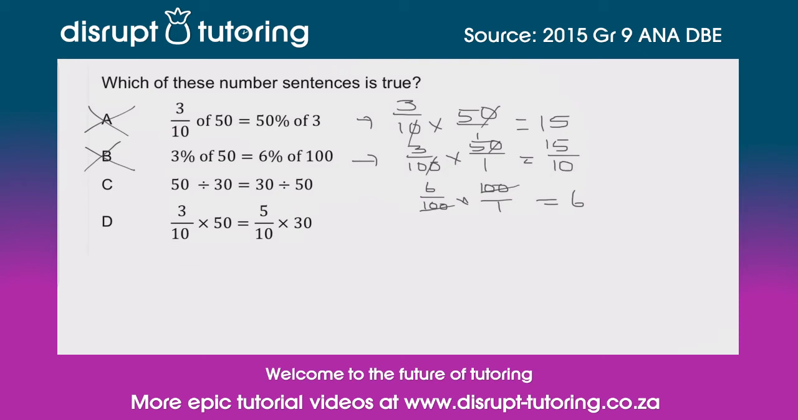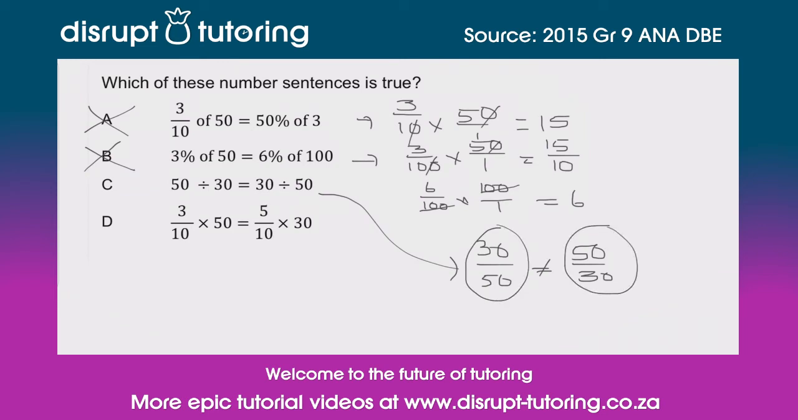Let's move on to 50 divided by 30 and 30 divided by 50. So if we look at 30 divided by 50 and we look at 50 divided by 30, we know that there is no way the two can be equal to each other, because this number is going to be less than 1 and this number is going to be greater than 1. So that leaves us with D, which needs to be the right answer. So let's give it a go.